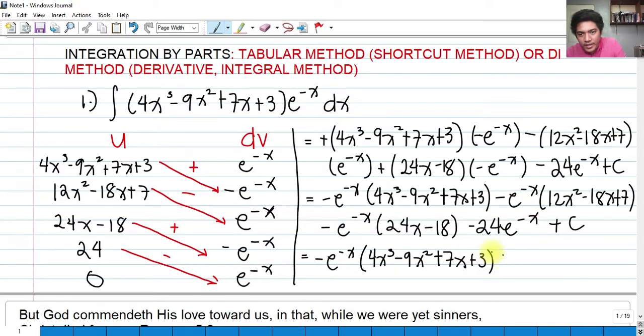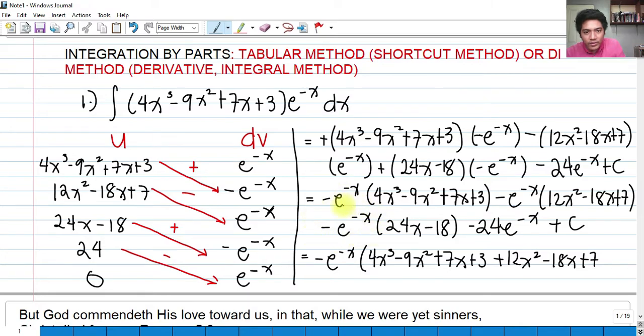Of course, this would be a plus. Okay? This would be a plus because this is a negative. I factor out the negative. This should be a plus. Plus 12x squared minus 18x plus 7.